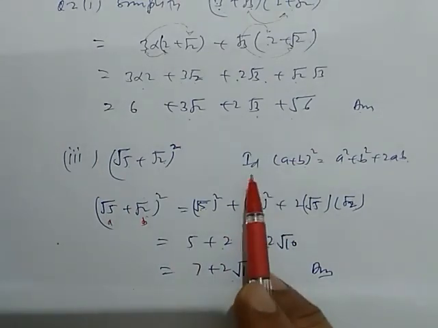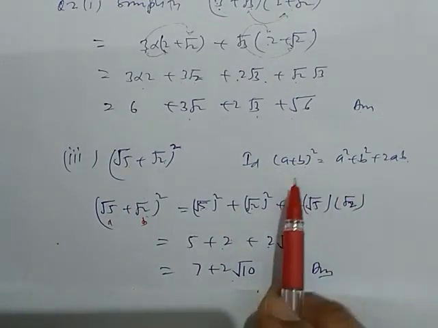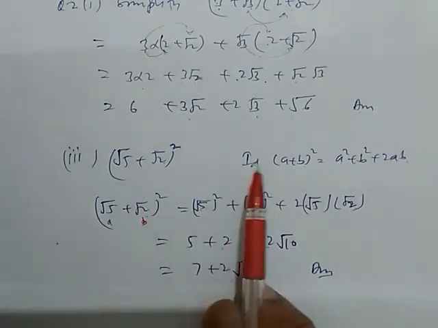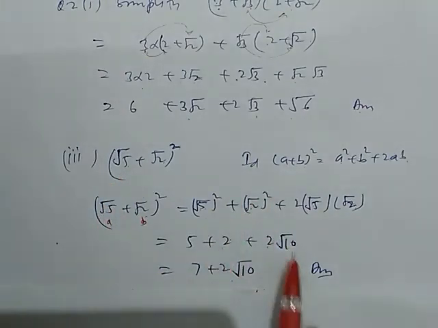So learn all the identities. We have learned 8 to 10 identities. Learn them well, and with the help of these identities you can solve this type of question.